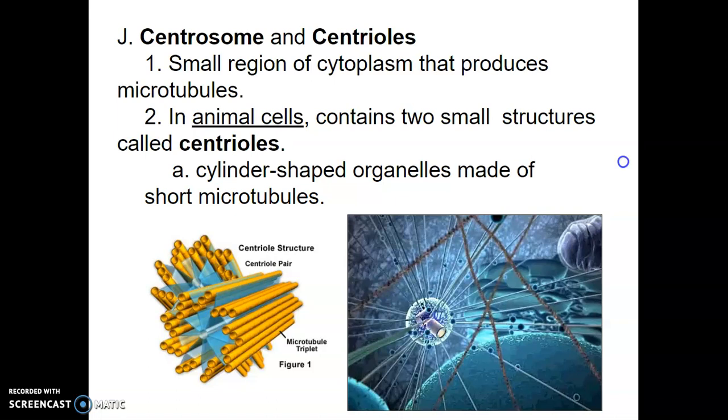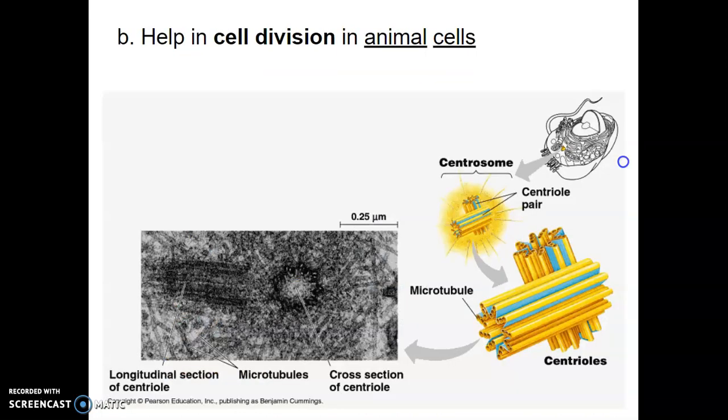It's a small region of cytoplasm that produces microtubules, all right? So these microtubules that come from here, they will branch out and start sticking to different parts of the cell. Okay, and we'll see how this sticks to different parts of the cell and then starts stretching the cell apart into two different sides. Like I said, it helps in cell division in animal cells.